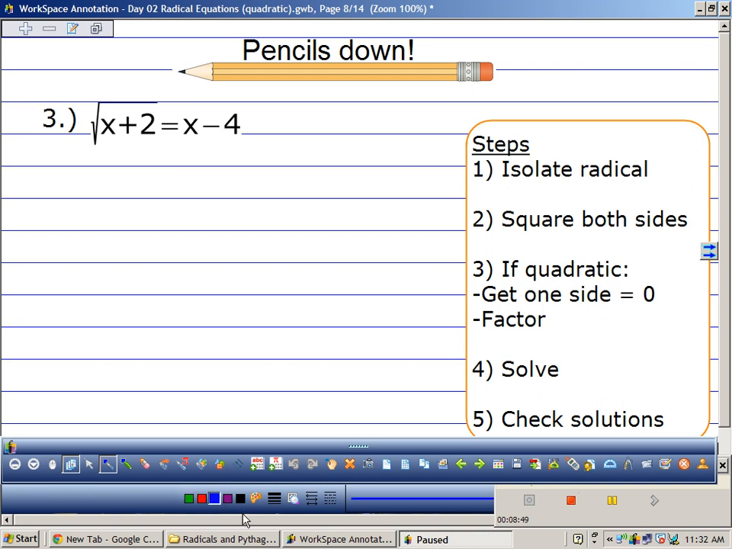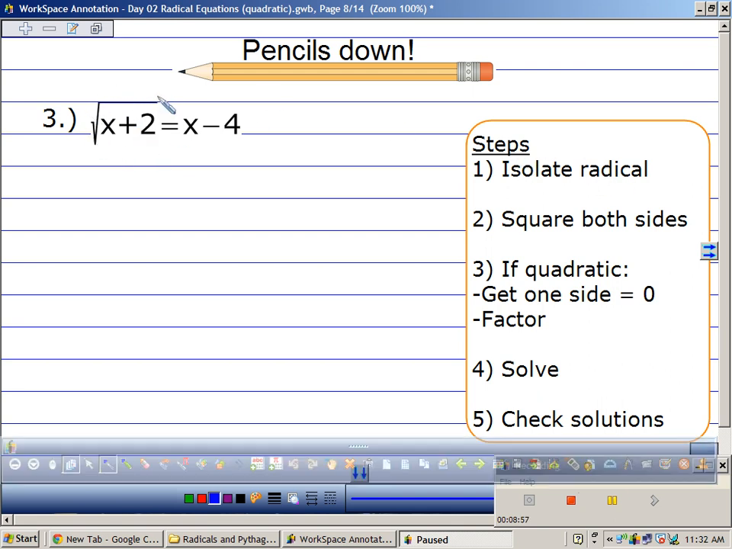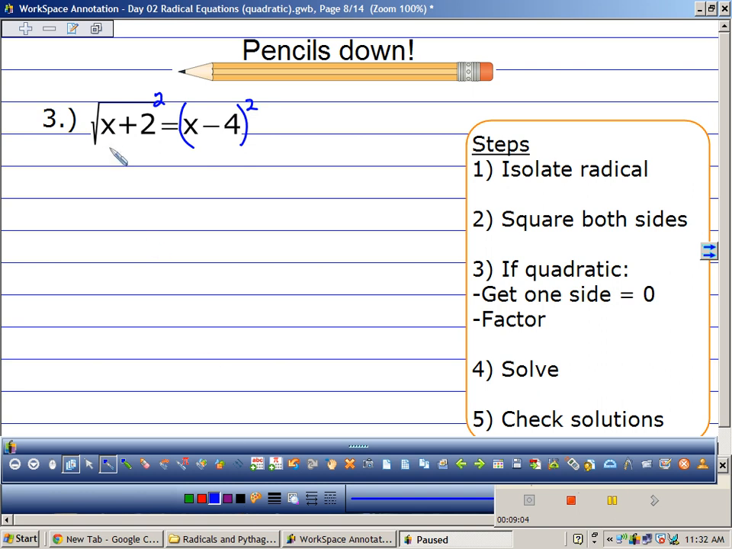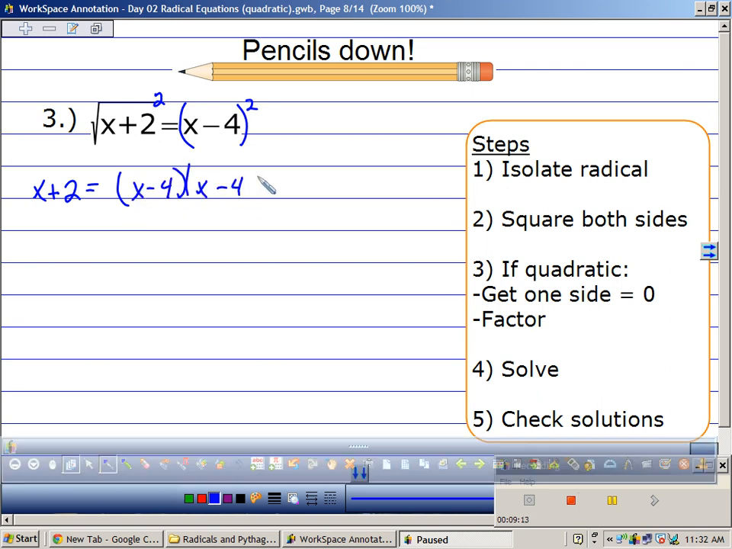Let me do this one for you. What am I going to do to both sides? Square it. I don't have to isolate the radical because it's already by itself over here. So I'm going to square this side, and I'm going to square this side. See how these are a little bit harder? And I'm going to get x plus 2 equals x minus 4 times x minus 4.